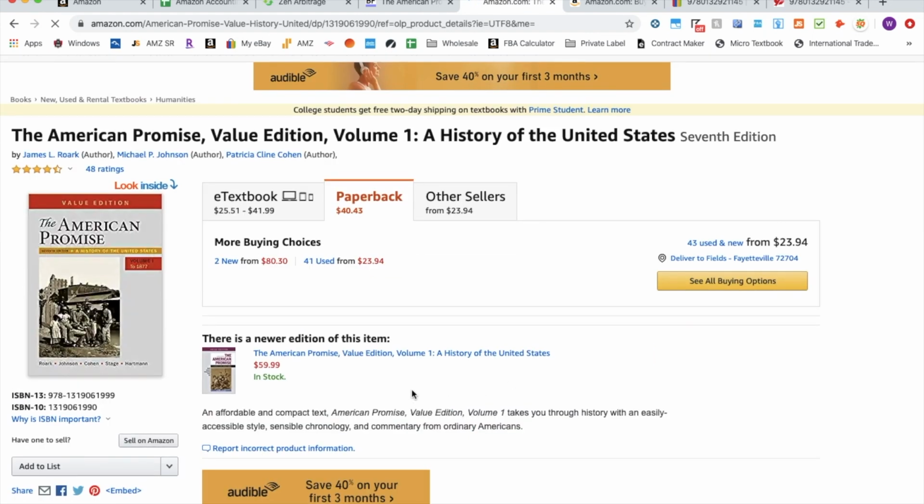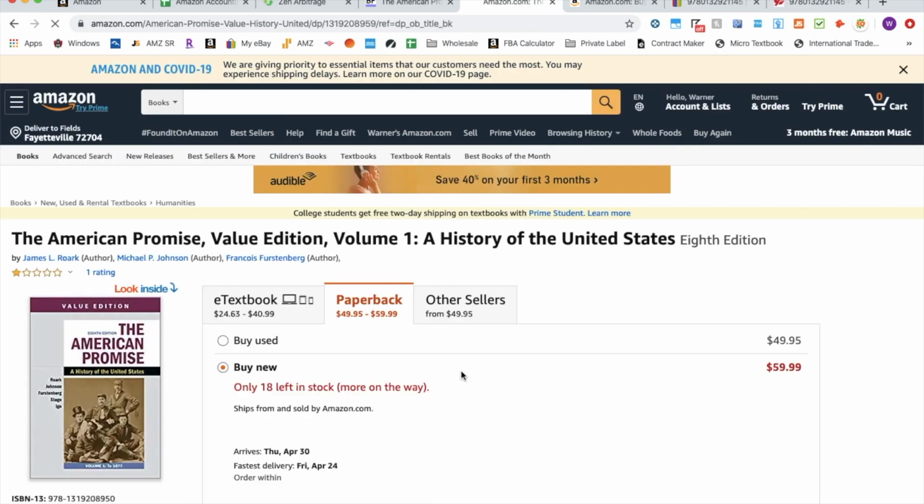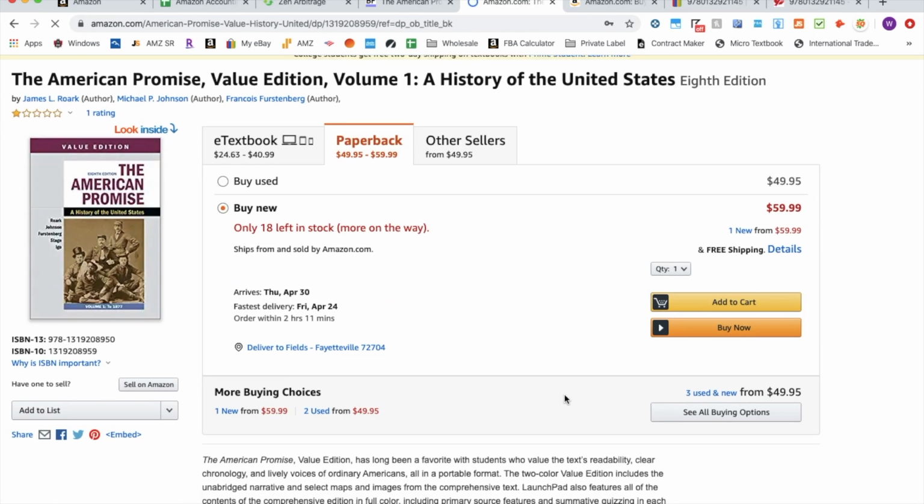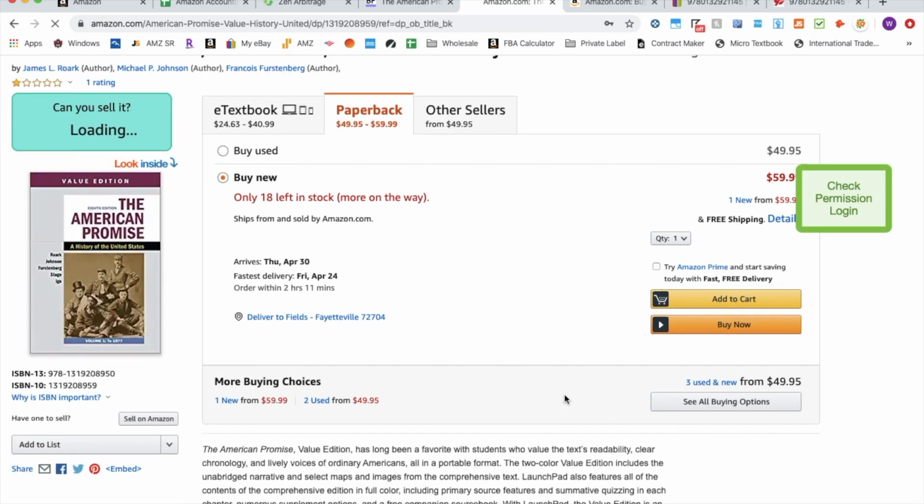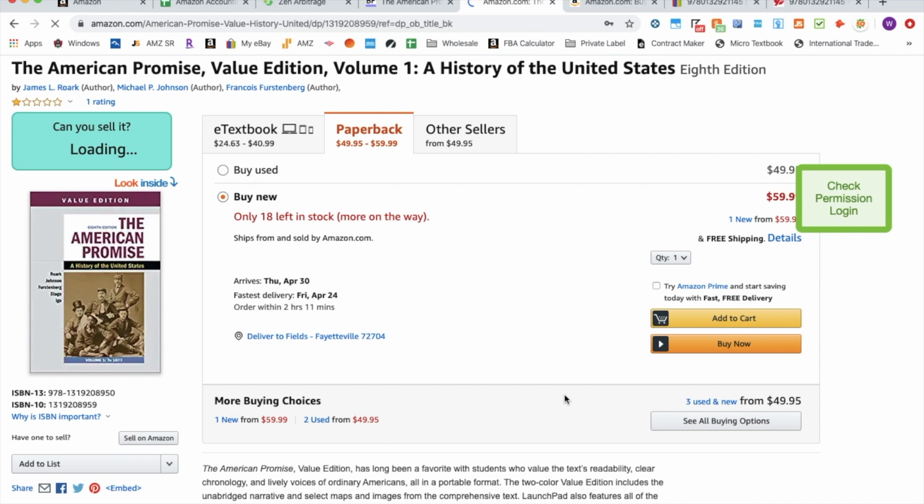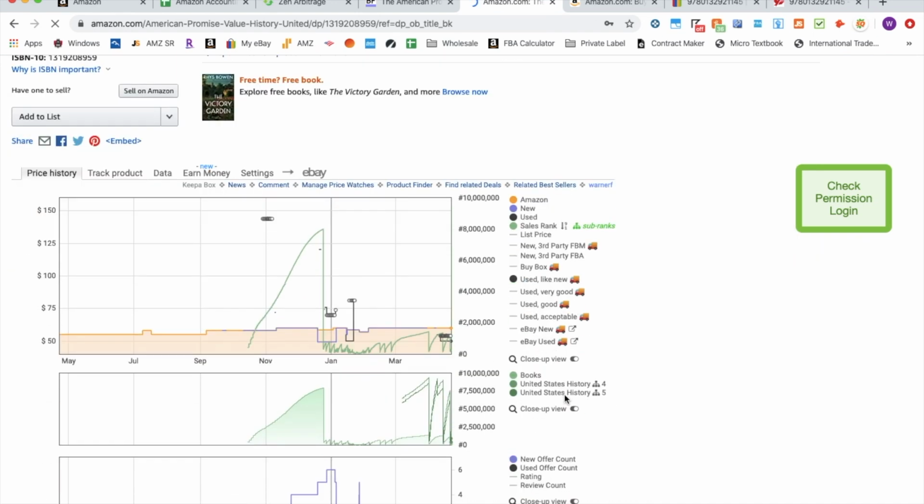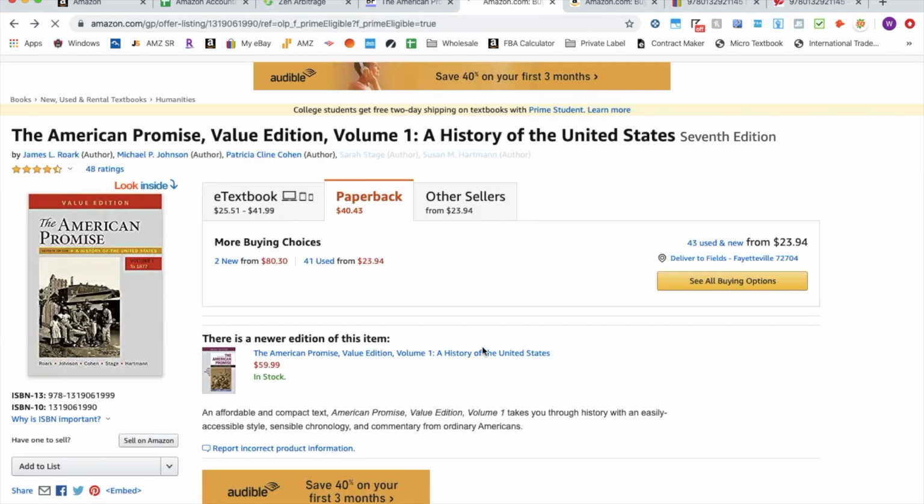Let's see if there's a new edition. Looks like there is a new edition. So that could make this not so great of a buy. The way that I like to look out for these new editions is if the new edition has just come out and has sold super well, like this one is, that means that next semester it also sells super well and starts bumping that price away on the older edition.